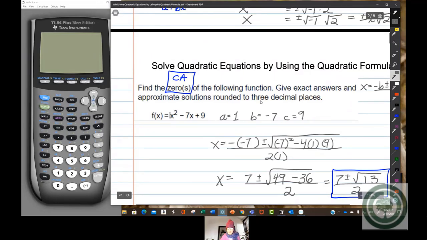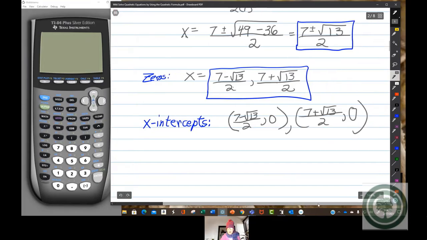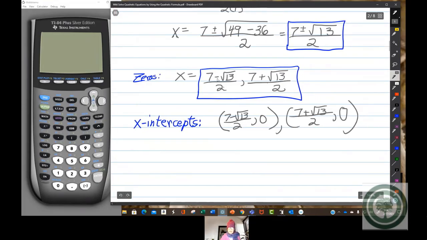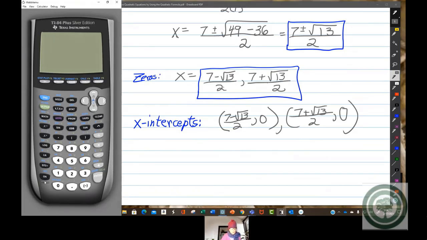We're going to do it again. We're supposed to also put these in the calculator and round the solutions to 3 decimal places. Okay. Now, all this problem is really asking for is the zeros. So I'm going to put this in my calculator, but I have to do it in a particular way. So watch.